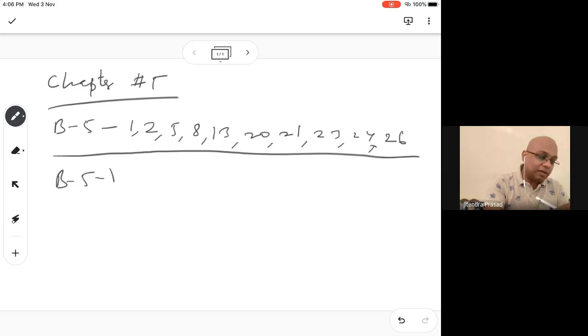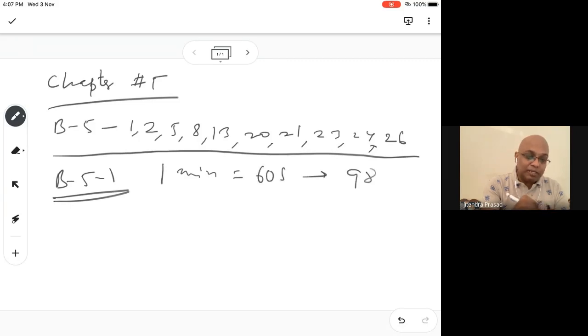So let's look at B5-1. The problem goes like this: a thermometer requires 1 minute, that is 60 seconds, to indicate 98% of the response to a unit step input. Assuming the thermometer to be a first order system, find the time constant.